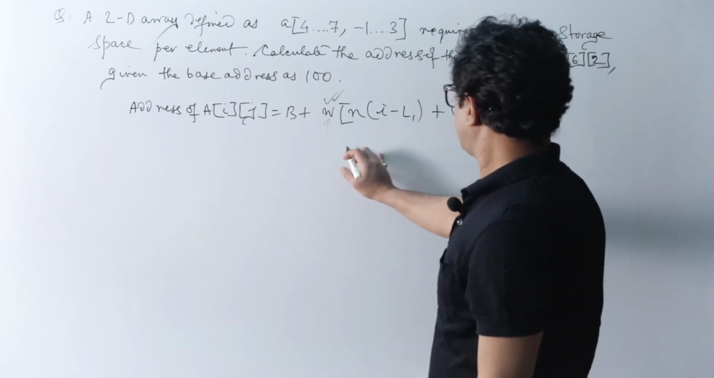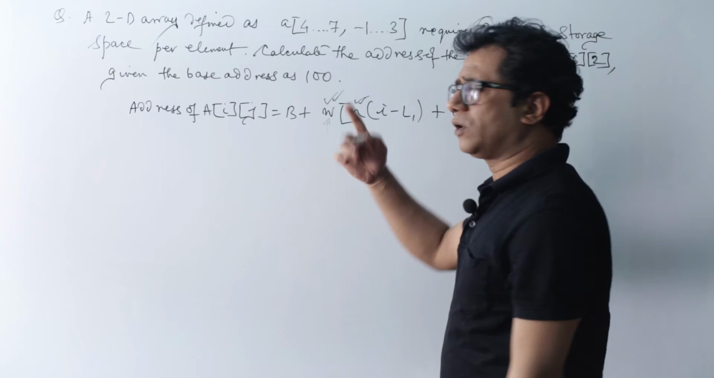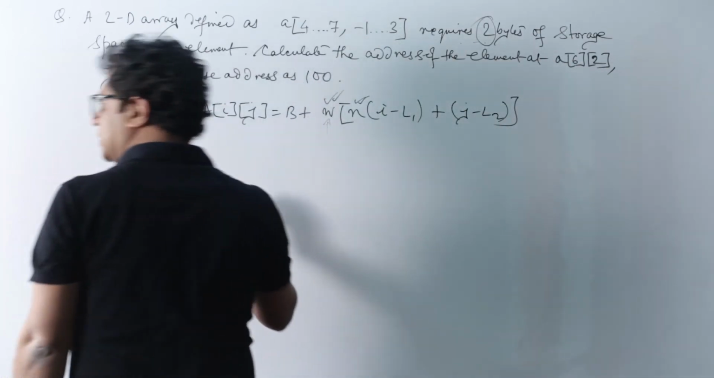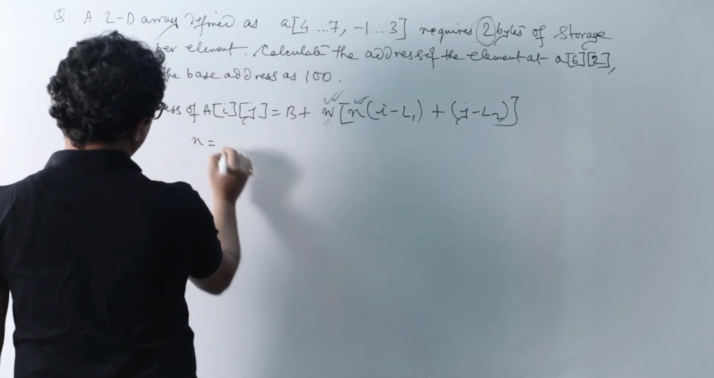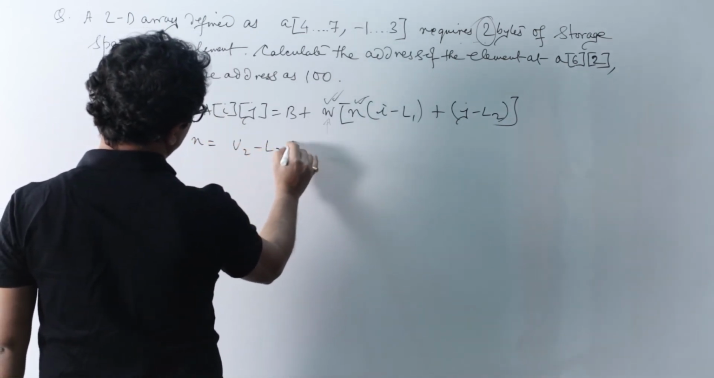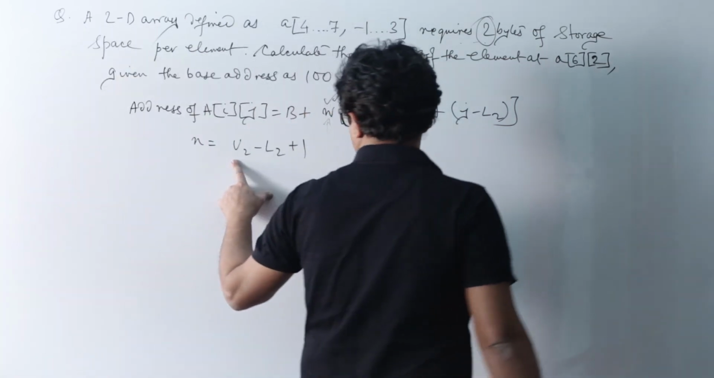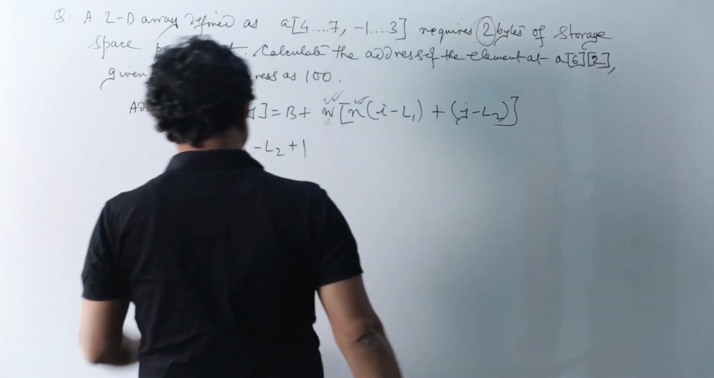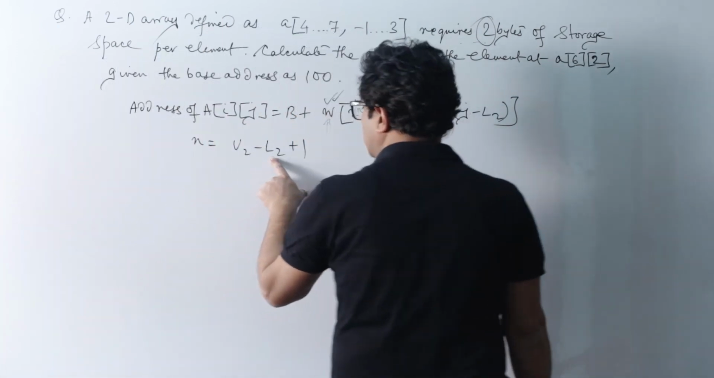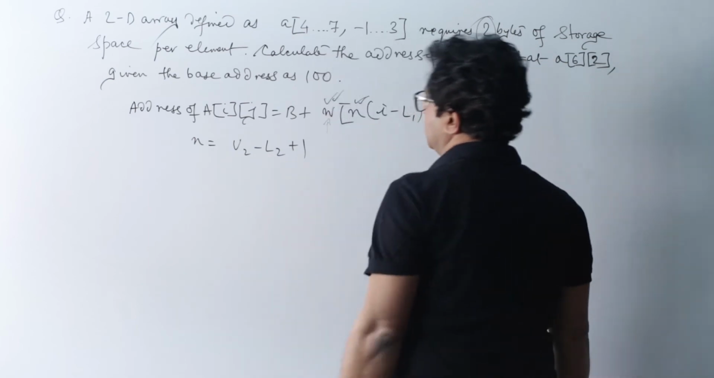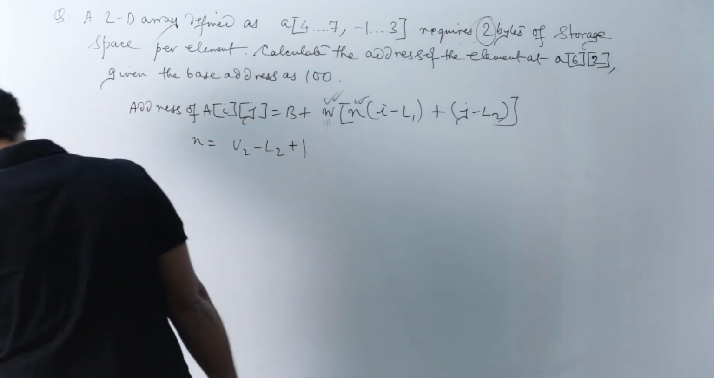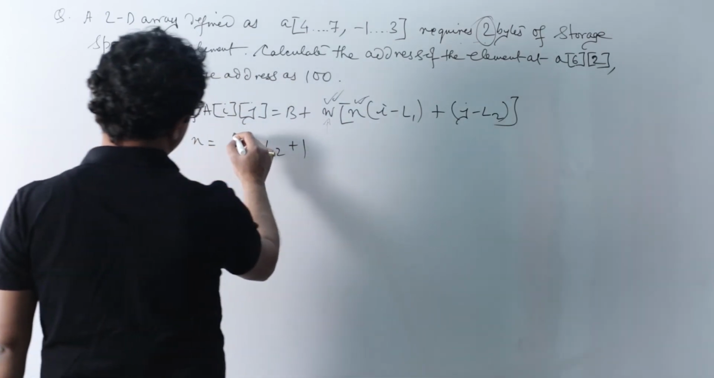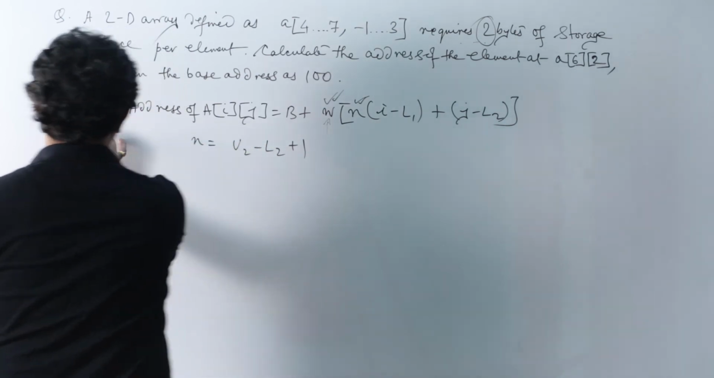So we will try to find this n. The formula we have cited above is n equals u2 minus L2 plus 1. So n should be determined first. u2 is the upper bound of the columns, and L2 is the lower bound of the column. So we have to take these things into consideration. There are u1 and u2, the upper bounds of the rows and columns, which we have written before.